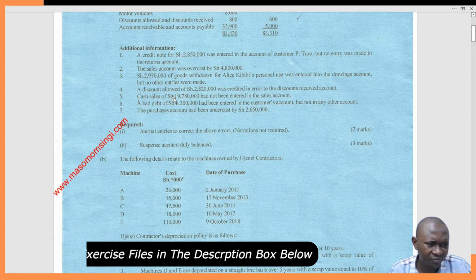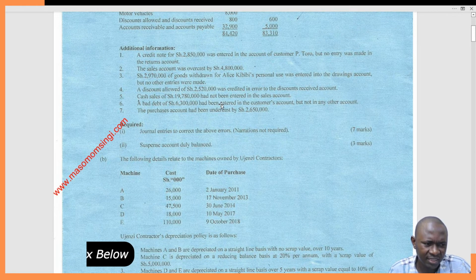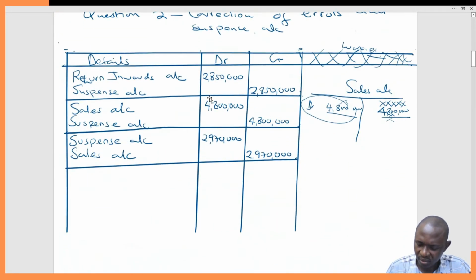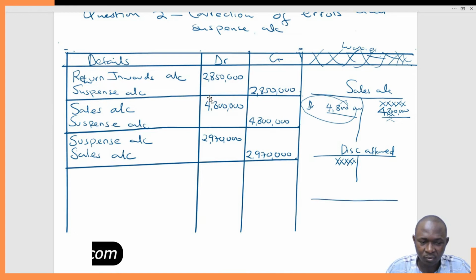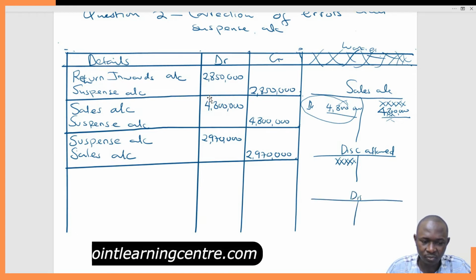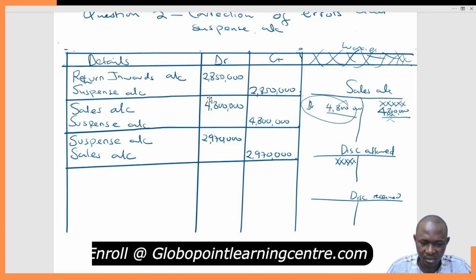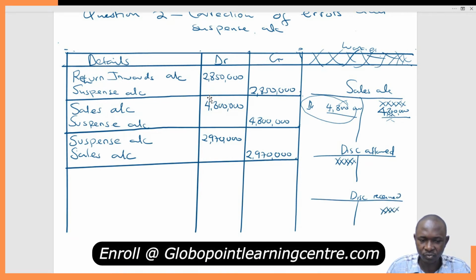A discount allowed of 25.20 was credited in error to the discount received account. Discount allowed is supposed to be done what? It's supposed to be debited because it's an expense. Discount received is supposed to be credited. Why? Because it is a gain.